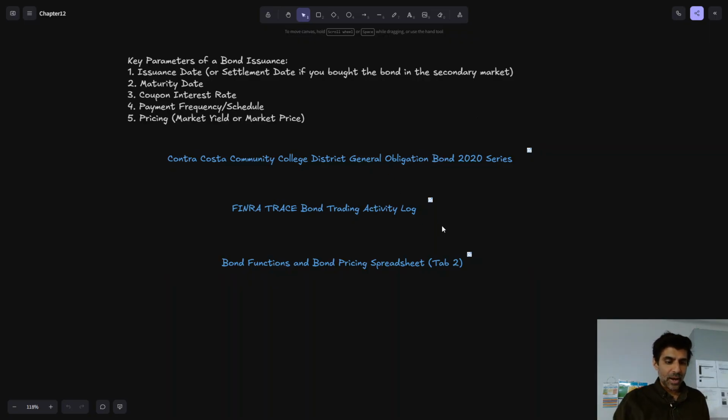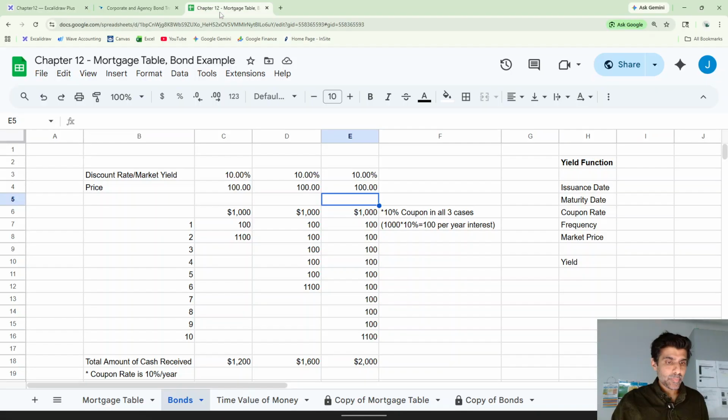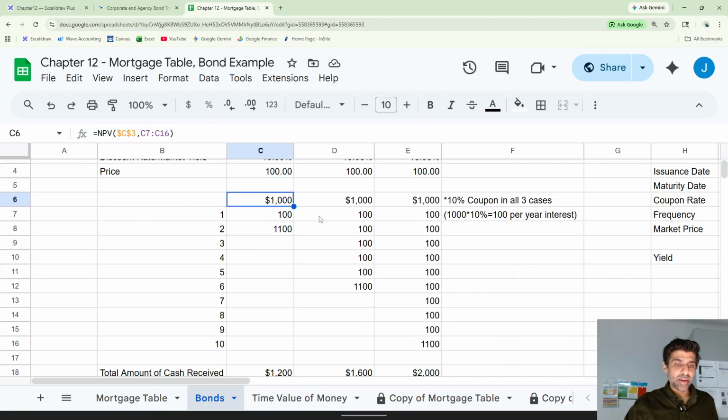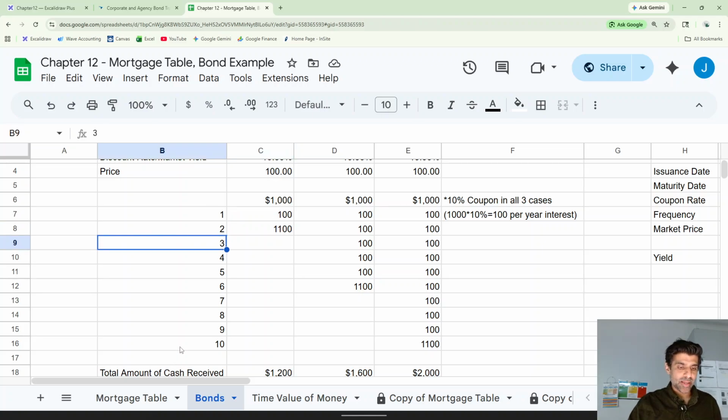Okay, so again, a bond. Actually, what might be better is to explain a little bit about yield and price. We talked about those, right? These are two related items. So I have 3 sample bonds here. Ignore this for now. Look at this. This is first year, second year, third year, all the way down to 10.